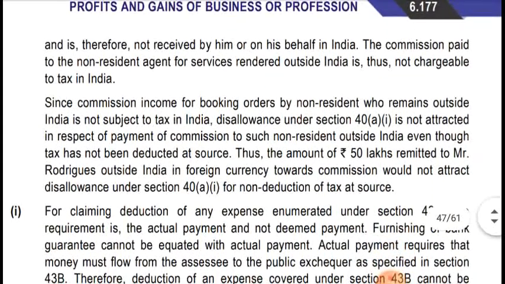Since commission income for booking orders by a non-resident which remains outside India is not subject to tax in India, disallowance under section 40A(i) is not attracted in respect of payment of commission to such non-resident outside India, even though tax has not been deducted at source. No disallowance will attract, even though no tax has been deducted at source, as it was not accruing or arising in India and is not chargeable to tax in India.